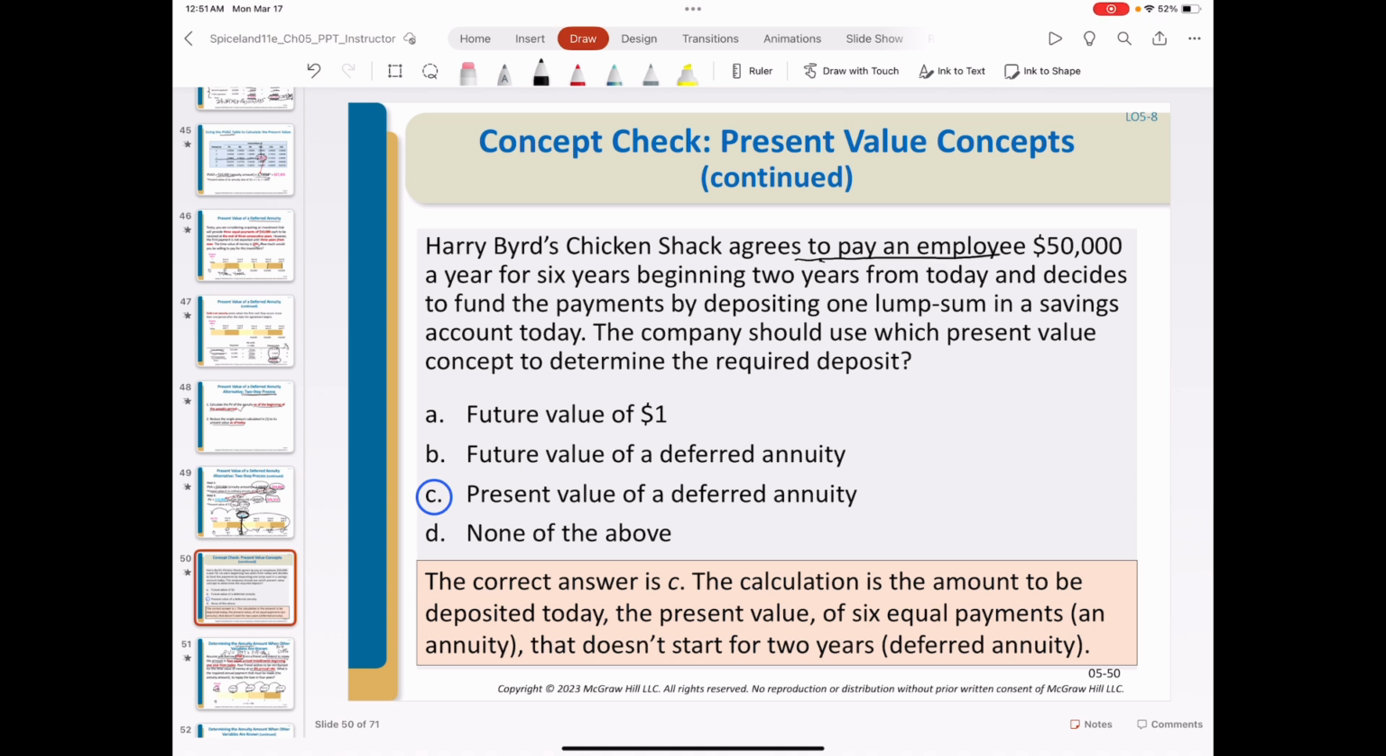The company agreed to pay employees beginning 2 years from today. So this is a deferred annuity problem. Since the company sets aside the fund in a savings account for this today, it indicates this asks us to calculate the present value of a deferred annuity.